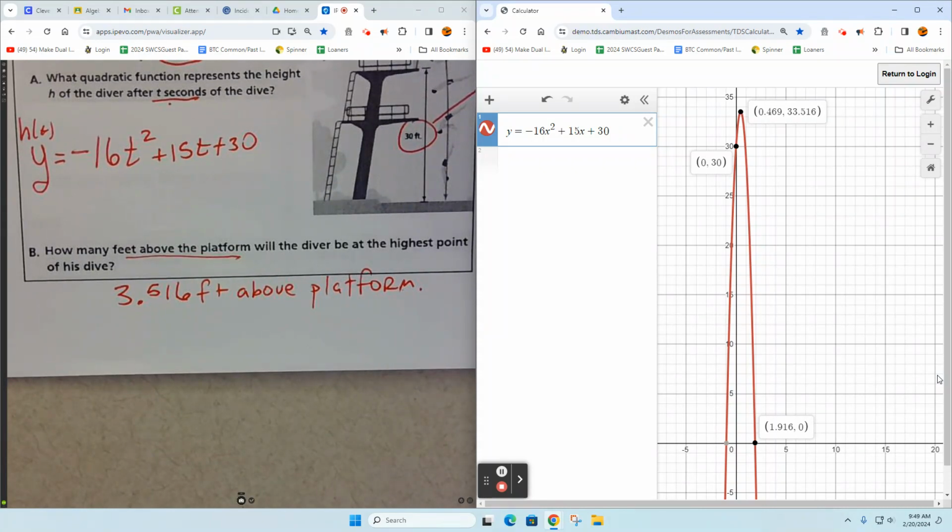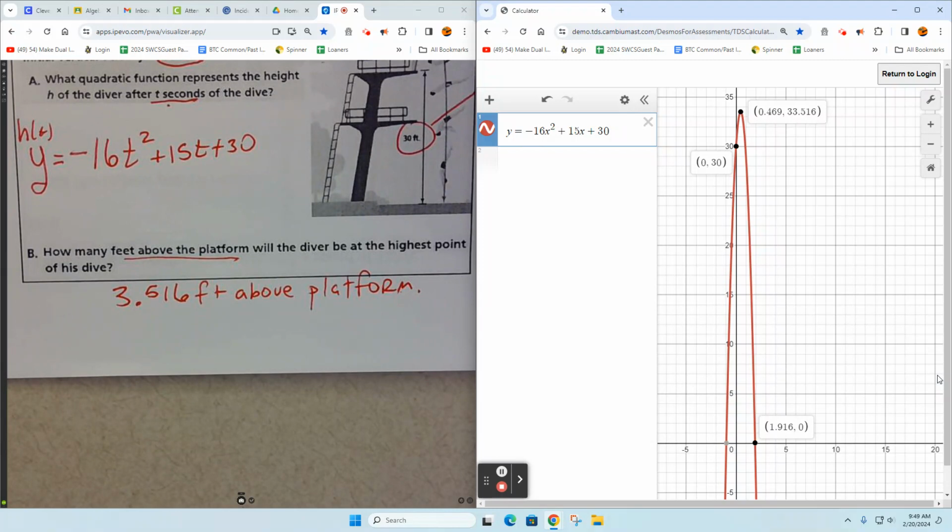If it said how many feet above the water, okay. Tell me about this point. What is this point telling me? That's where he landed, or how long it takes him to hit the water. It takes him less than 2 seconds to hit the water.